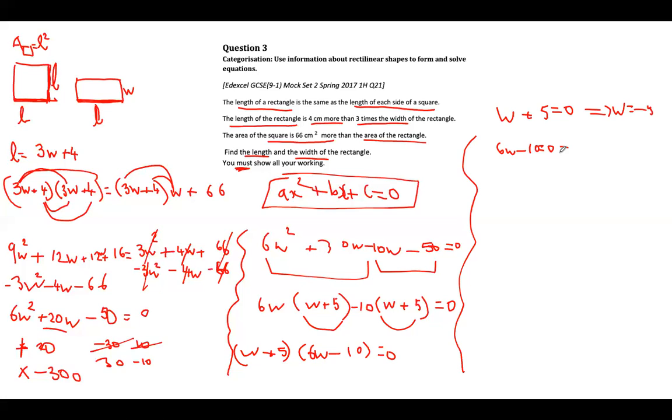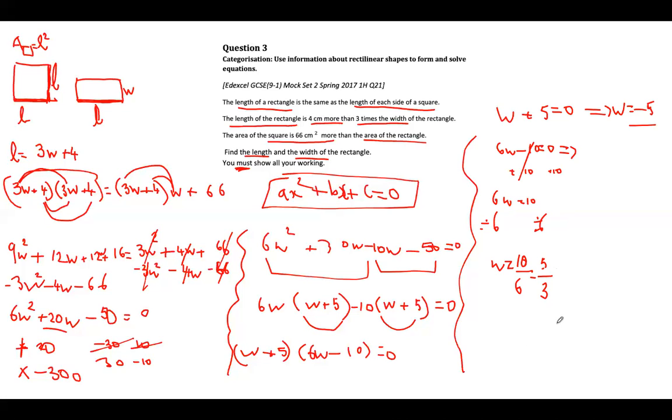If 6w minus 10 equals 0, then if you solve this equation, you do plus 10 on both sides. So we have 6w equals 10, divide by 6 both sides. And then w is going to equal 10 divided by 6. If you simplify, it's the same as 5 over 3. So I have here two values of w. One is negative 5 and the other one is 5/3.